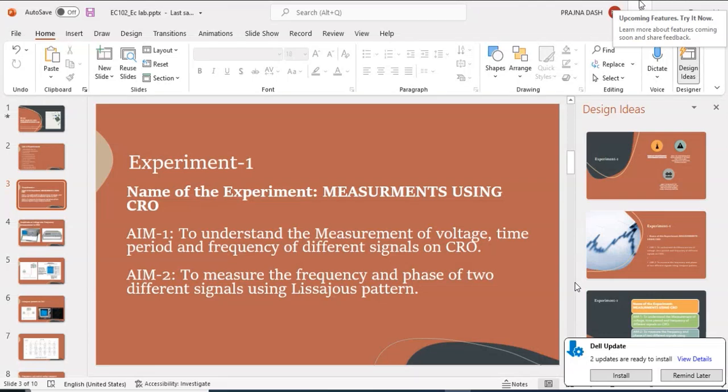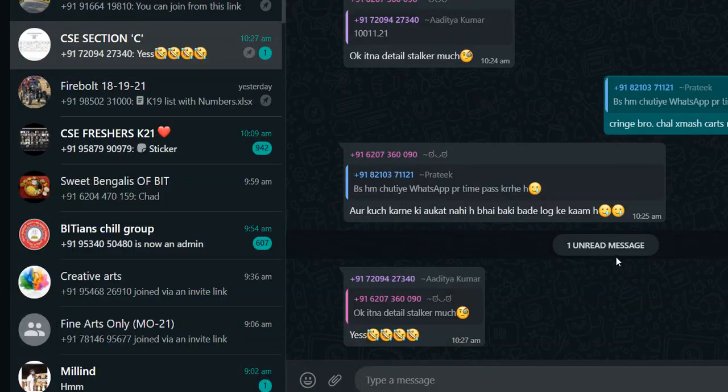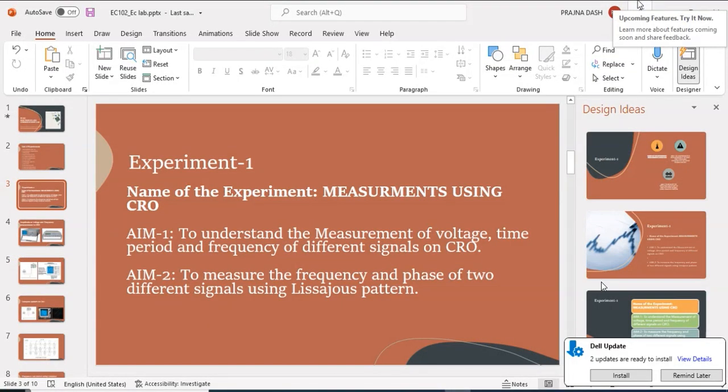CRO, cathode ray oscilloscope. You must have heard about the cathode ray oscilloscope. It basically has a CRT monitor. In that CRT monitor, you will display the signal. So when we give a signal, that signal will be visualized in the cathode ray oscilloscope.